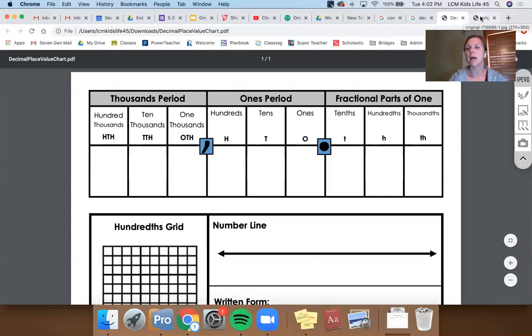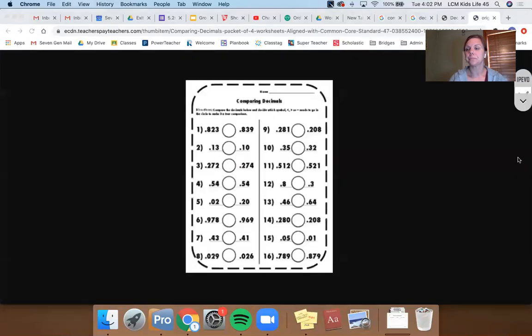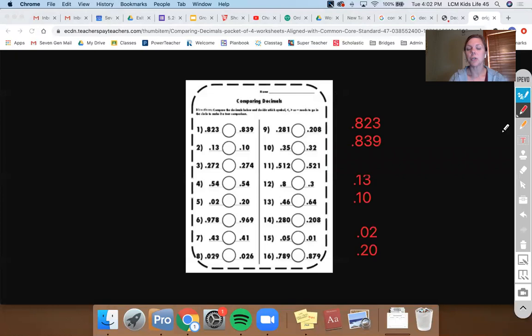Okay, now we're going to hop over here and we're going to look at what we are doing when we are comparing decimals. The most important thing to do when we're comparing decimals is to make sure that our decimals are stacked on top of one another, so that when we're comparing them, we're not just taking our eye's word for it, but we can look at them stacked on top of each other.